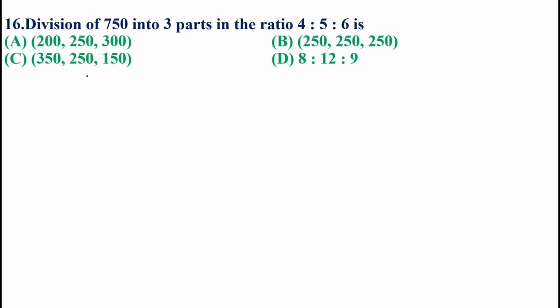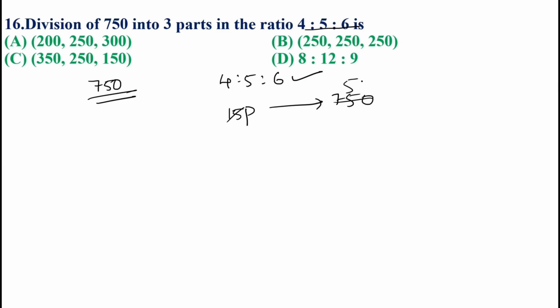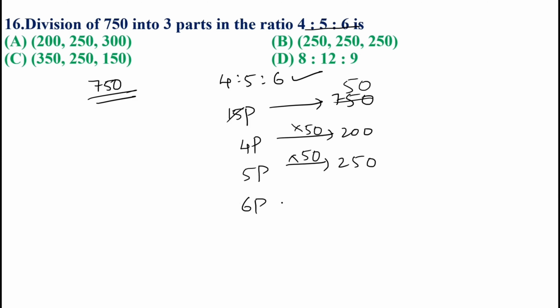Division of 750 in 3 parts in the ratio of 4 is to 5 is to 6. What is total? 4 plus 5 plus 6, 15. 15 parts is equal, they have given 750. What is one part? 750 by 15, one part is equal to 50. Then 4 parts, 200. And 5 parts, 250, into 50. And 6 parts into 50. That is the right option.